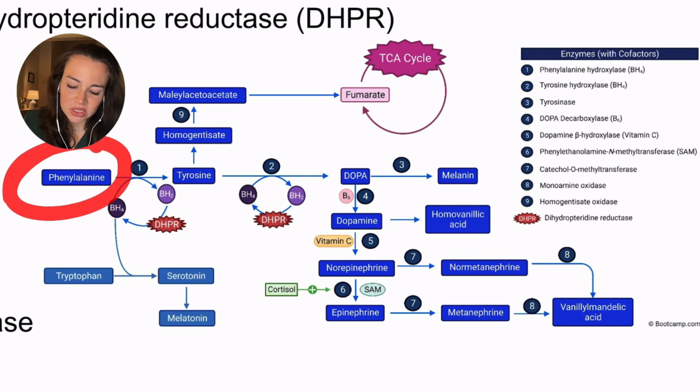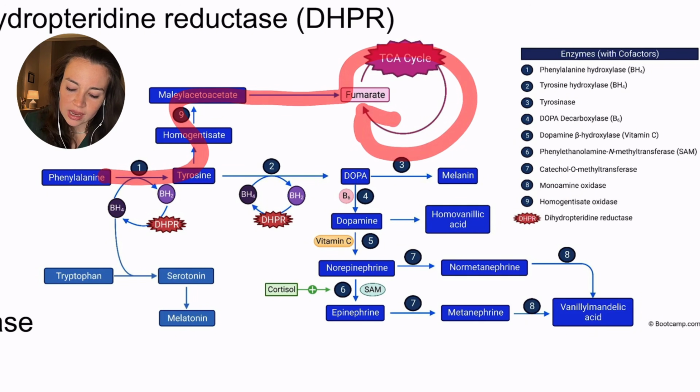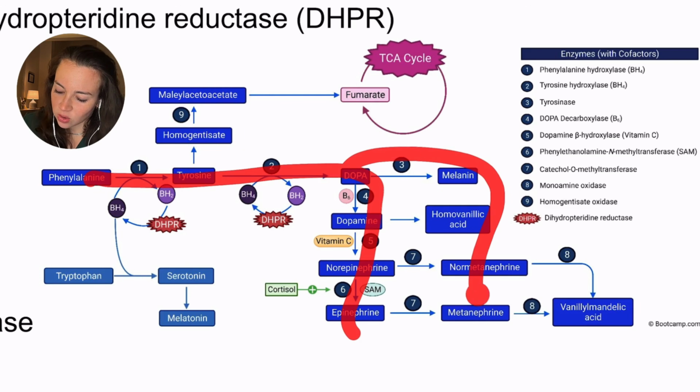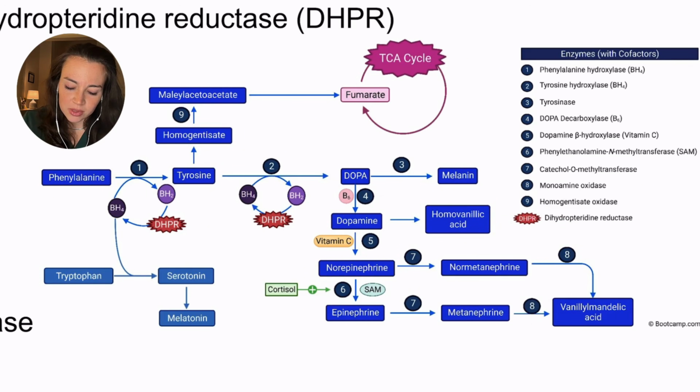We've got phenylalanine over here on the left, and you can see the two pathways we talked about. We've got the TCA cycle pathway, and we have the dopamine and catecholamine pathway, which is this whole mess over here. Like we said, the first step in phenylalanine breakdown is the breakdown of phenylalanine into tyrosine via enzyme 1 here, which is phenylalanine hydroxylase. And the cofactor for phenylalanine hydroxylase is something called tetrahydrobiopterin, or BH4.